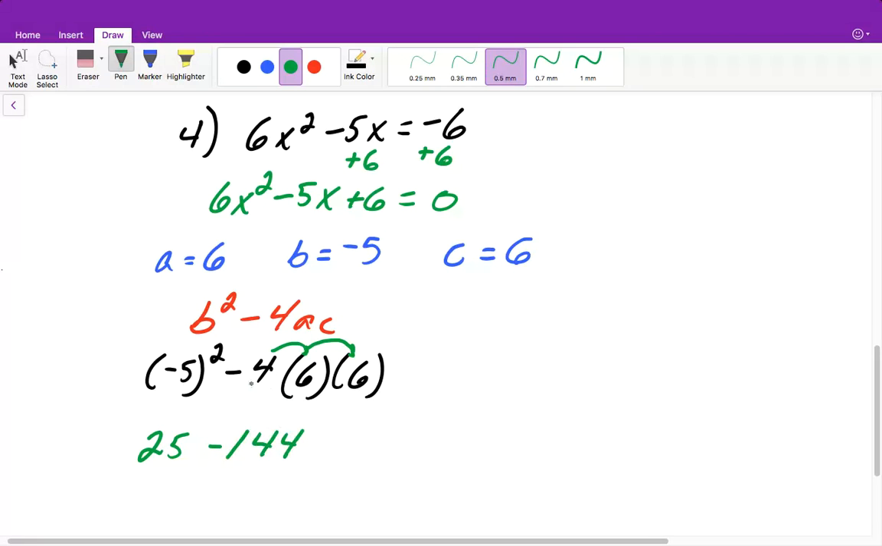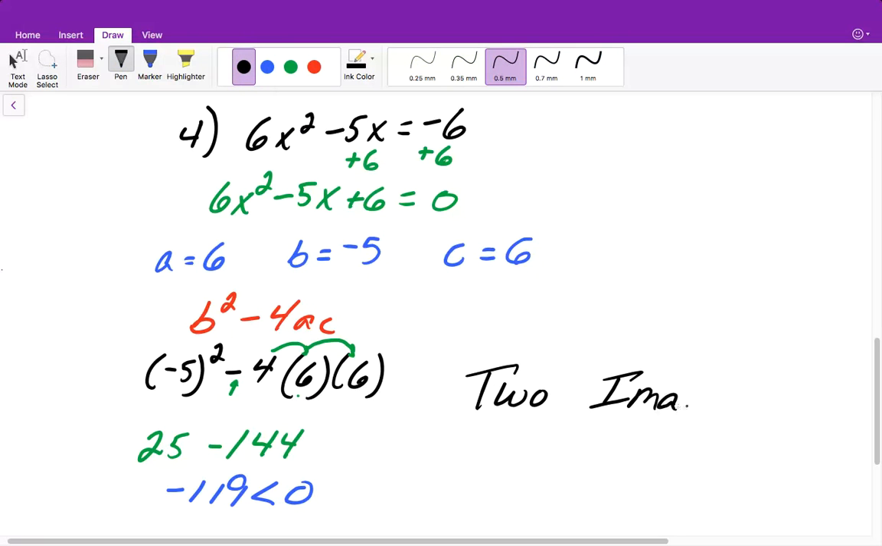So now in this case, it's minus because we only have one negative sign. These are two positive. And 25 minus 144 is equal to minus 119. And minus 119 is less than 0. So that tells us that there are two imaginary or complex solutions.